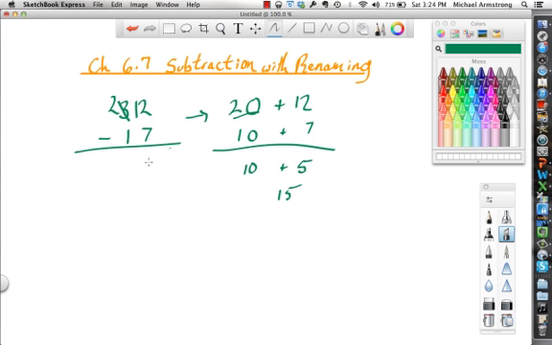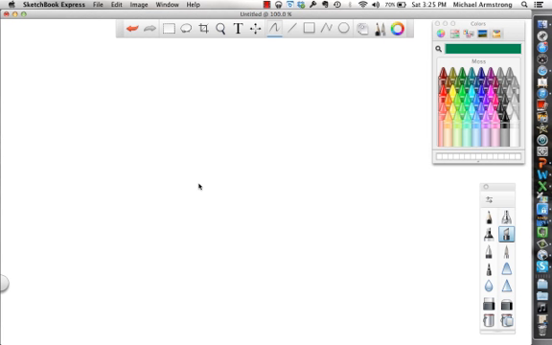Here it's 12 take away 7 is 5. 2 take away 1 is 1. And we get 15. And if I were to add 17 and 15, I would get 32, which is our original answer. This is sort of how it looks, but we're going to do it with fractions now. And it's not really any harder. We just have to rewrite things and be careful.